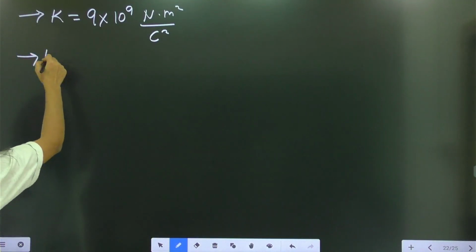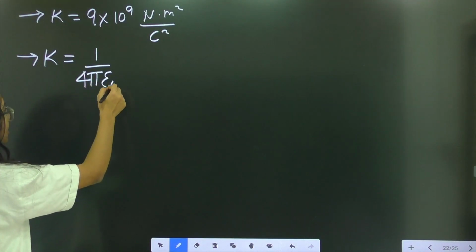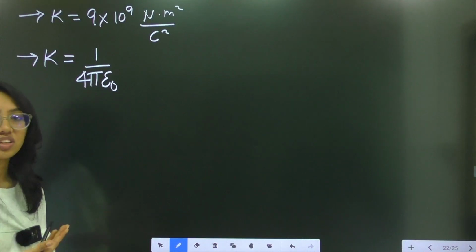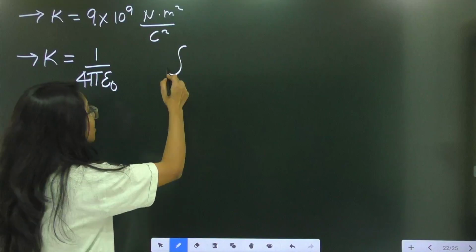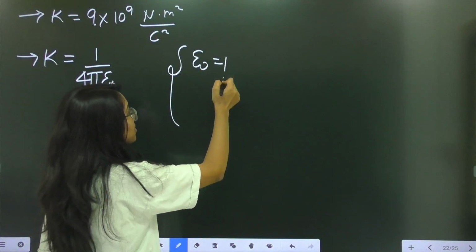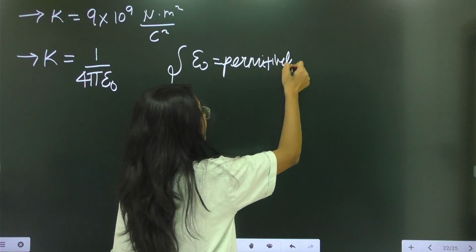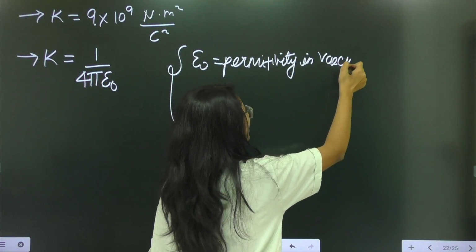And K is 1 by 4 pi epsilon 0. Now what is this epsilon 0? Well, epsilon 0 is the permittivity in vacuum. Now what is permittivity?